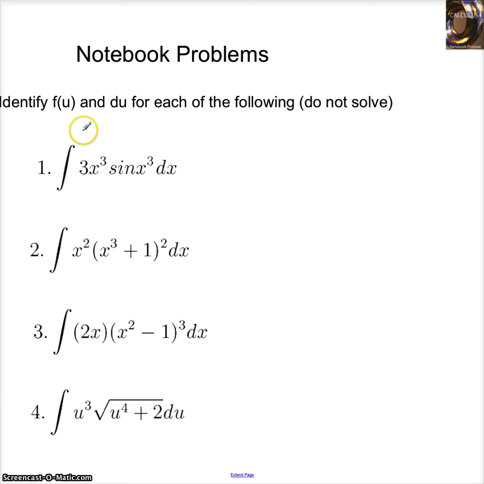All right, your turn. Try identifying u and f of u and du for each of the following. And you don't have to solve these. When you're done, turn off the tape.